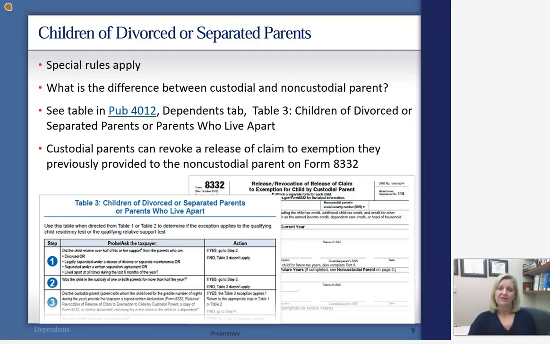The non-custodial parent would then have what we would generally call visitation or parenting time outside of where the child lives. The custodial parent does have the ability to release a claim to the exemption. That is done on Form 8332. So if you have someone who is claiming a child and they are not the custodial parent, you would want to see that there is a release of claim to the exemption for the child when you are preparing that return and allowing the taxpayer to claim the child on the return.